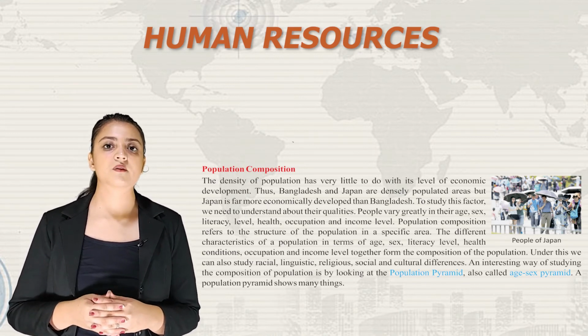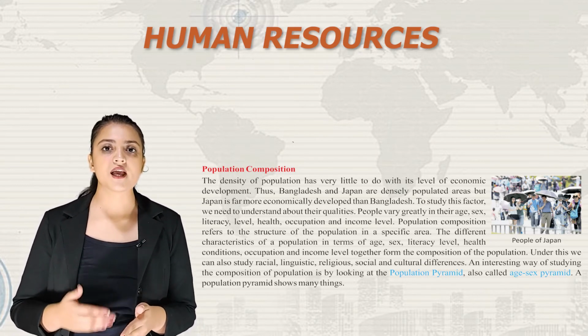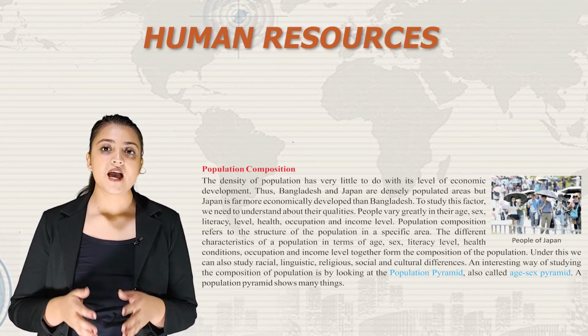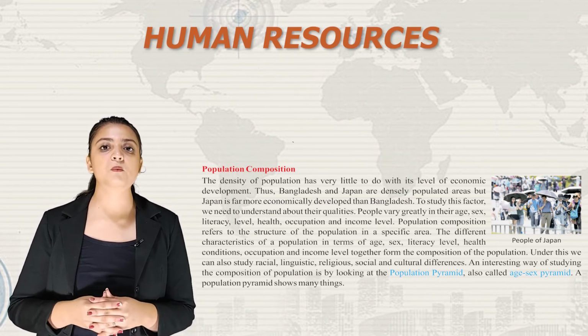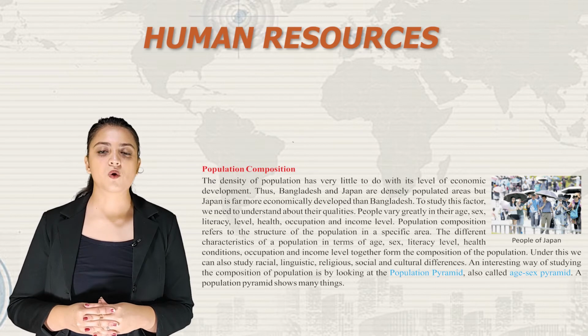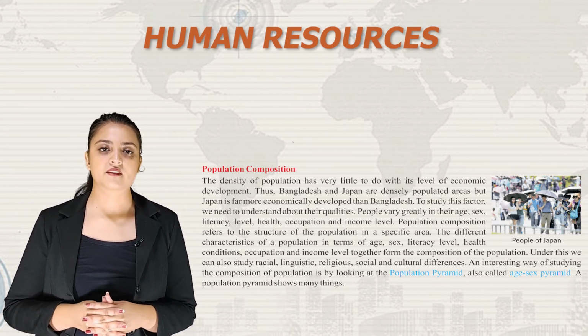Under this, we can also study racial, linguistic, regional, social and cultural differences. An interesting way of studying the composition of population is by looking at the population pyramid, also called the age-sex pyramid. A population pyramid shows many things.